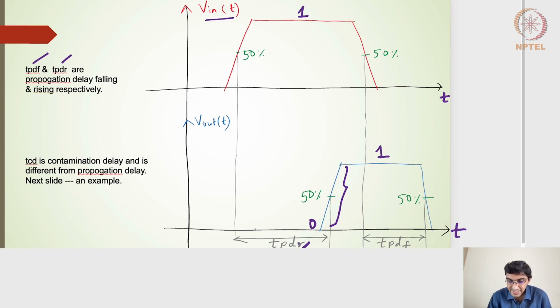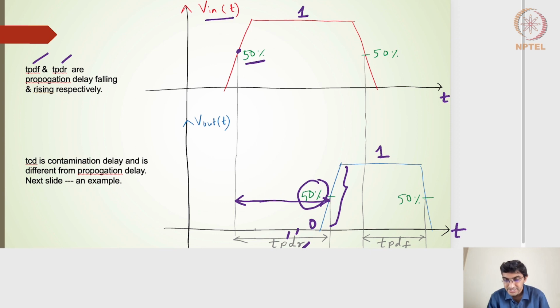The propagation delay definition turns out to be the duration from when the input is at 50% to when the output is at 50%. We say that is the propagation delay. The P and D stands for that, and the rising one is with respect to the rising output. So the propagation delay rising, the term tPDR, defines the point where the input is 50% and then the output rising is 50%.